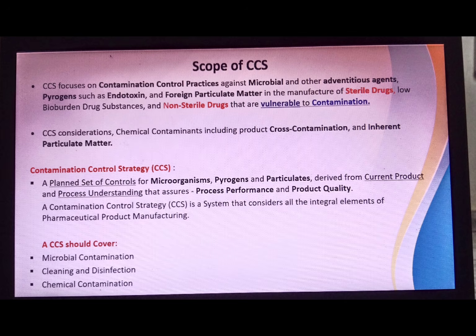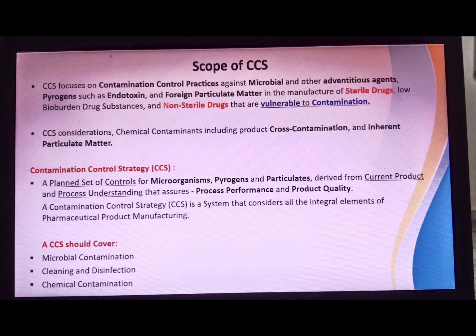Scope of CCS. Our CCS focuses on contamination control practices against microbial and other objectionable agents, pyrogens such as endotoxin, and foreign particulate matter in the manufacture of sterile drugs, low bioburden drug substances, as well as in non-sterile drugs that are vulnerable to contamination. CCS consideration: chemical contaminants include cross contamination and inherent particulate matter.